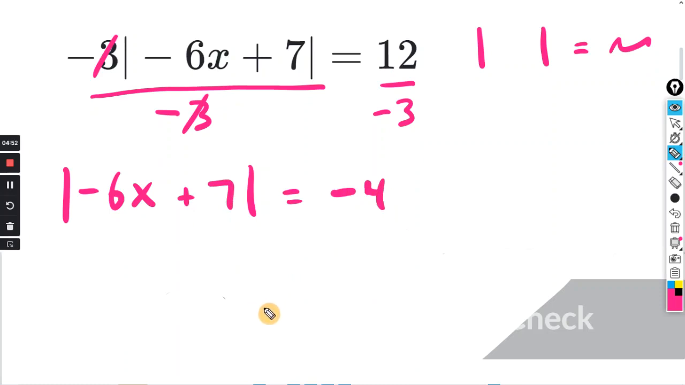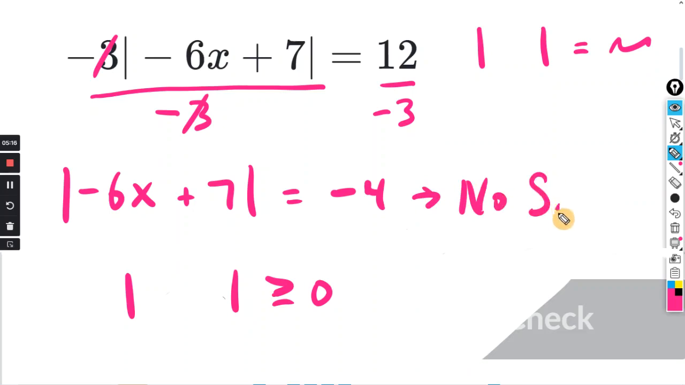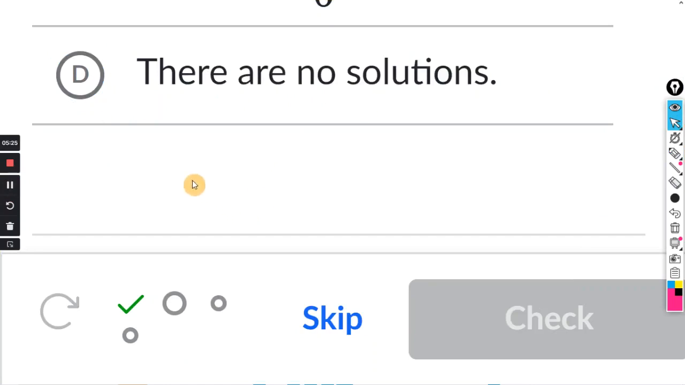Now, it is tempting to keep going and make this plus or minus 4. However, absolute value can never equal negative 4. Whatever is inside the absolute value, that has to be greater than or equal to 0. An absolute value can never produce a negative. So this here has no solution, because the absolute value cannot be negative. Answer D, there are no solutions.